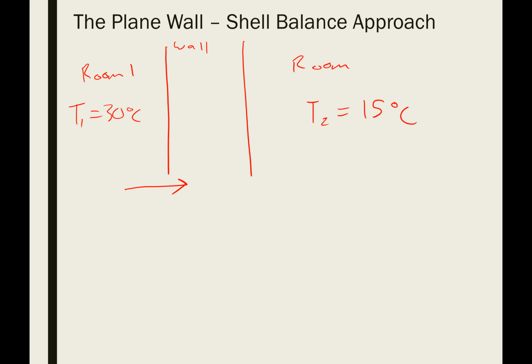So we don't want to think about the convection that's happening on each side yet. We just want to think about conduction through the wall. But we want to come up with an equation that describes the temperature profile going through the wall. Let me make this a little bit simpler. So let's say that these temperatures actually describe the actual wall surface temperature rather than the room temperature.